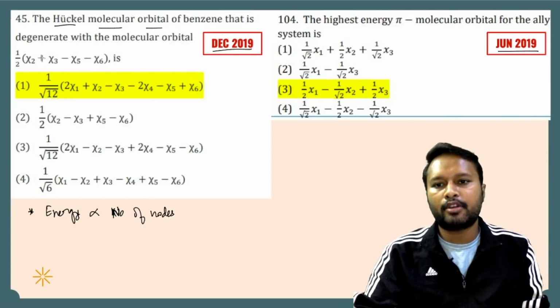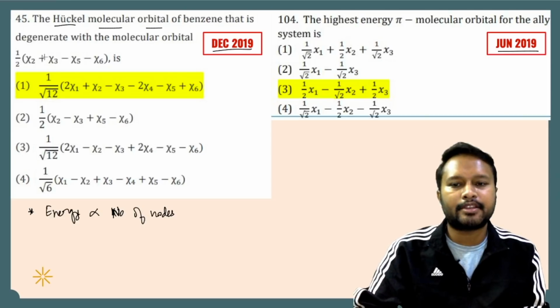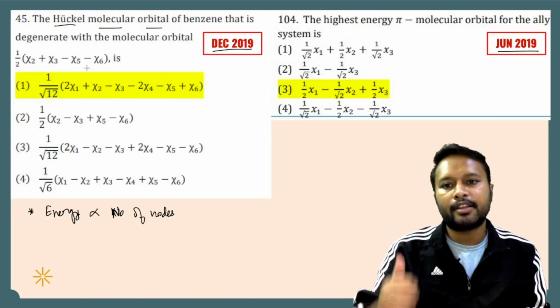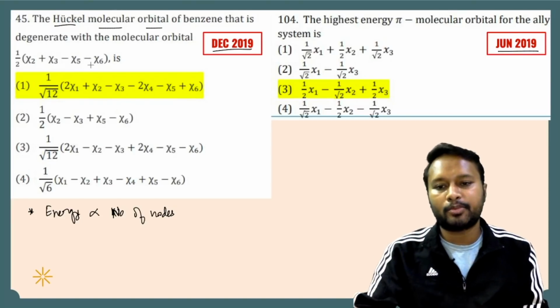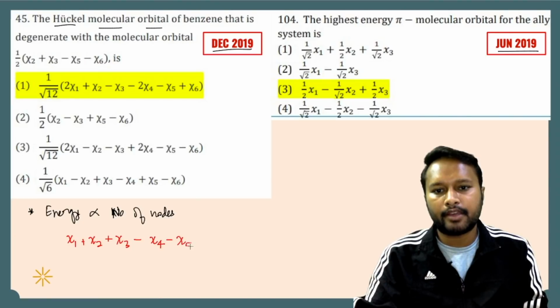So if you look at this wave function, you can see how many times the sign has been changed. Now see here, chi2, chi3, chi5 and chi6 are there. Chi1 and chi4 are missing. So basically the wave function would have been chi1, plus chi2, plus chi3, minus chi4, and then minus chi5 and then minus chi6.